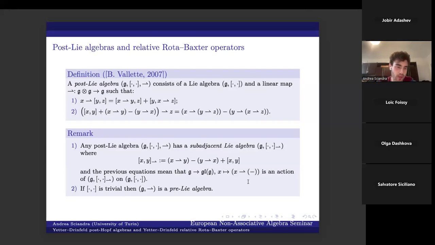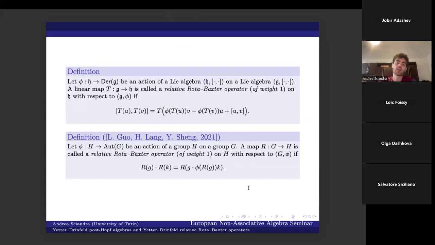If you assume that the bracket is trivial, then one recovers the previously known notion of pre-Lie algebra. So it is just a vector space equipped with a linear map that satisfies this condition here, just putting this to 0. And that's all. On the other hand, we have the definition of Rota-Baxter operator on a Lie algebra.